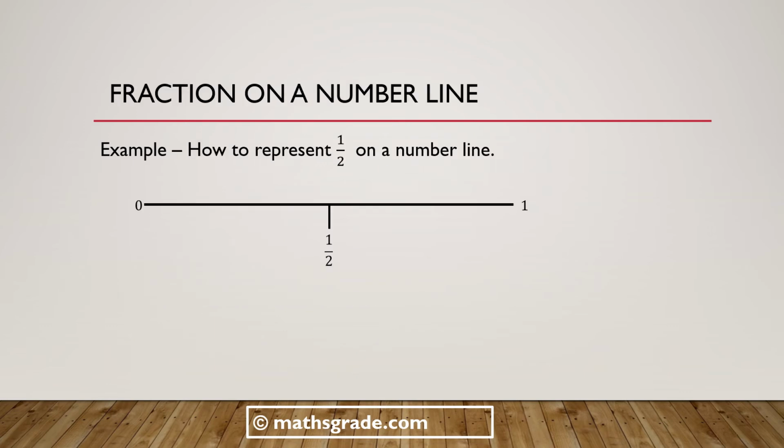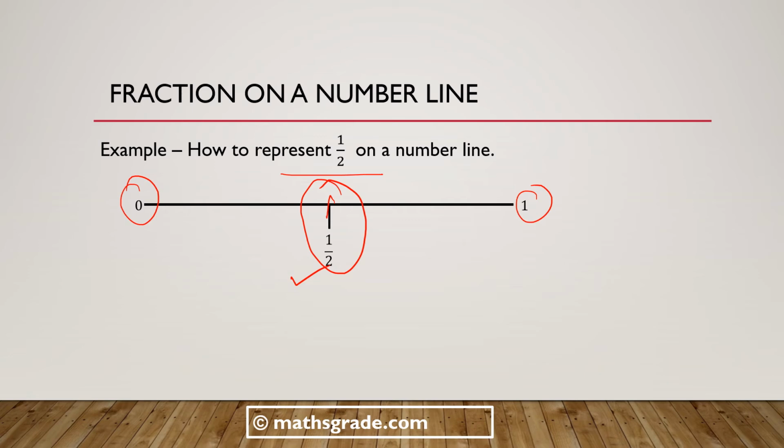Now how to represent the fraction on the number line? How to represent 1 divided by 2 on the number line? This is the number line, this is the line drawn. This point is 0 and this point is 1. And 1 divided by 2: from 0 to 1, we have to divide this line into 2 equal parts. That is, the middle part will be represented with the fraction 1 divided by 2.